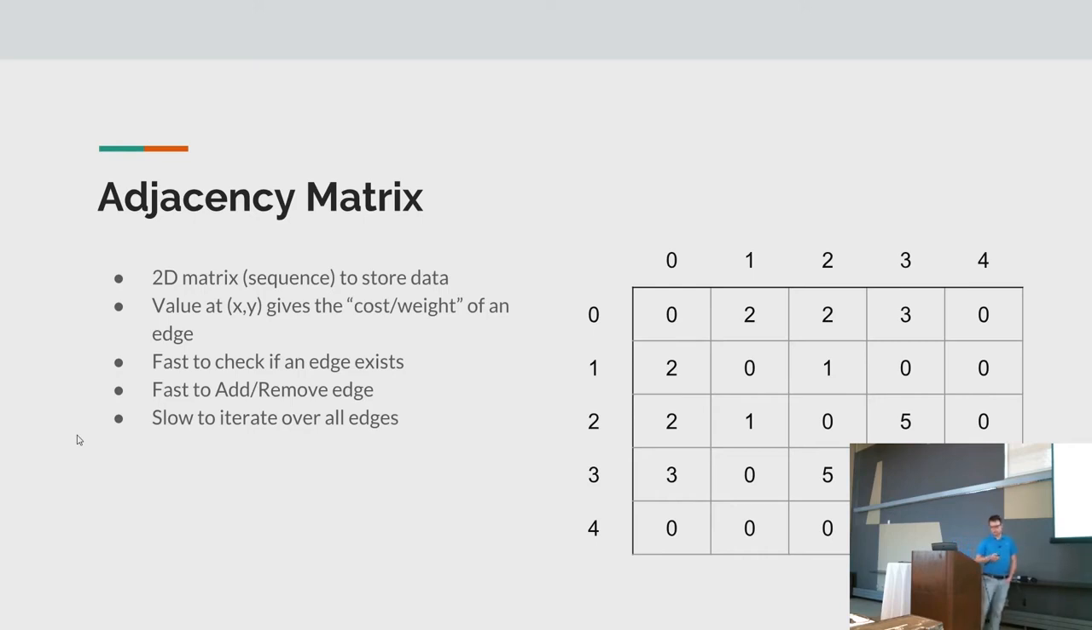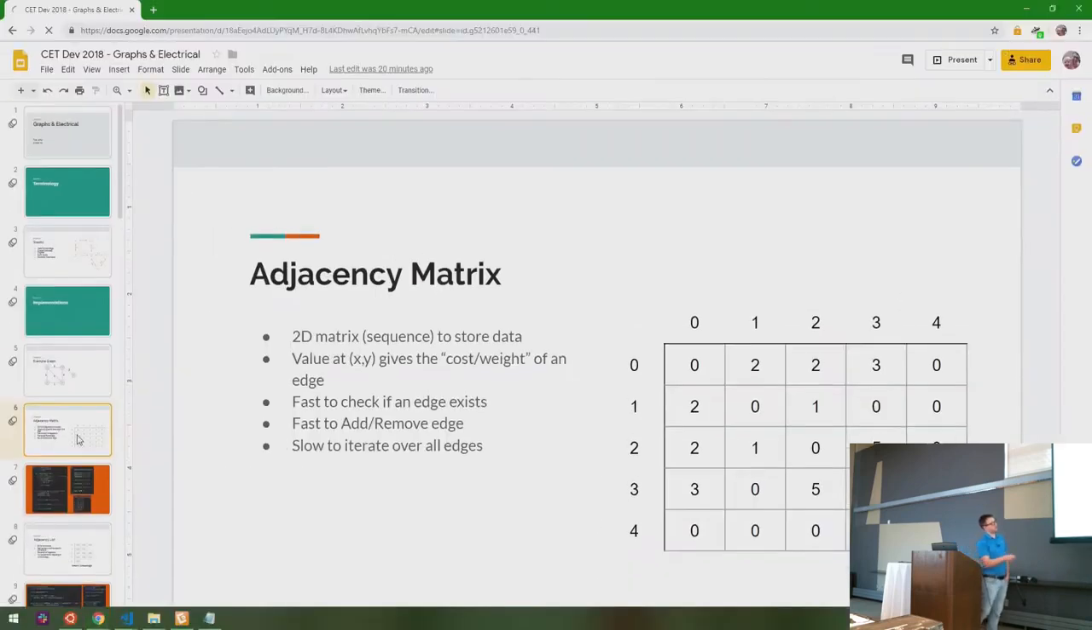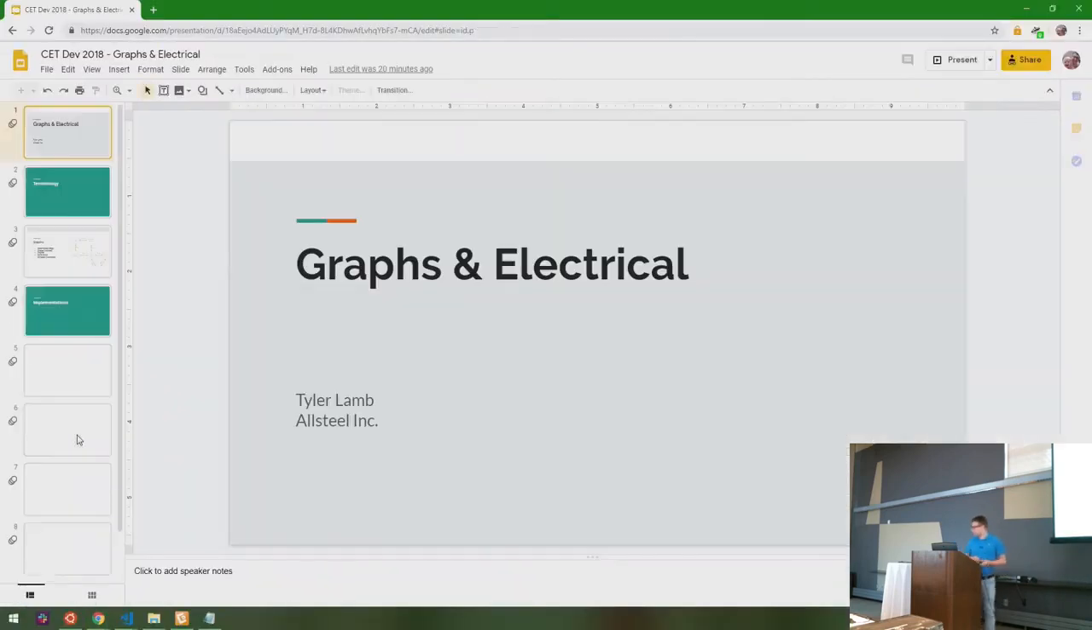For example here, if you're going to go from node 1 to node 2, the cost is 1. As we can see, oh geez, I shouldn't have clicked that apparently.